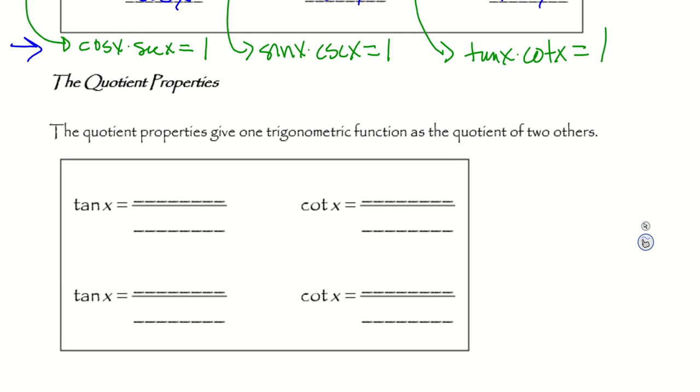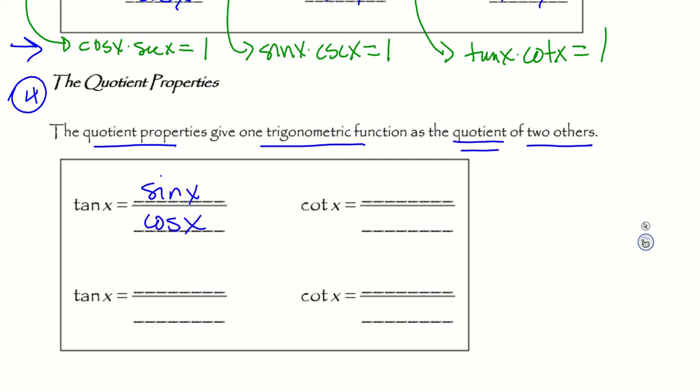Now we're going to look at our second set, which are quotient properties, and we're going to learn 4 of those. The quotient properties give one trigonometric function as the quotient of 2 others. Our first one is the tangent, which is the quotient of the sine of x over the cosine of x. And the cotangent, as the tangent and cotangent are reciprocals, we flip that fraction and we get that the cotangent of x is the cosine of x over the sine of x. So those are our first 2 quotient properties. We have 2 more, which are different identities for the tangent and cotangent as a quotient of 2 other functions.